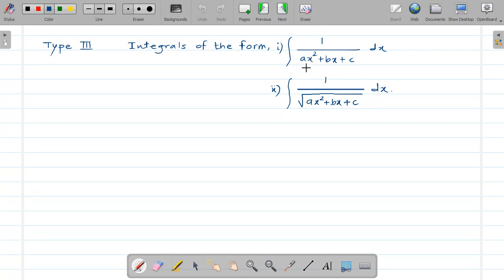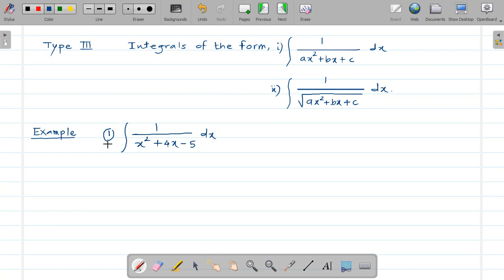Now if you observe the denominator here, it contains a quadratic expression, like ax square plus bx plus c, or under root ax square plus bx plus c. Just focus on the quadratic expression. If the denominator has a quadratic expression, how will you evaluate the integration of this form? That we are going to discuss today. Okay, so let us see now.